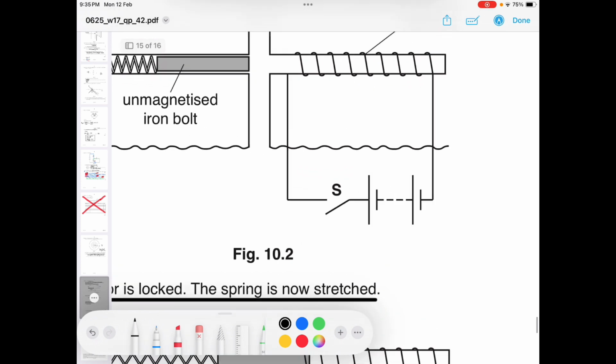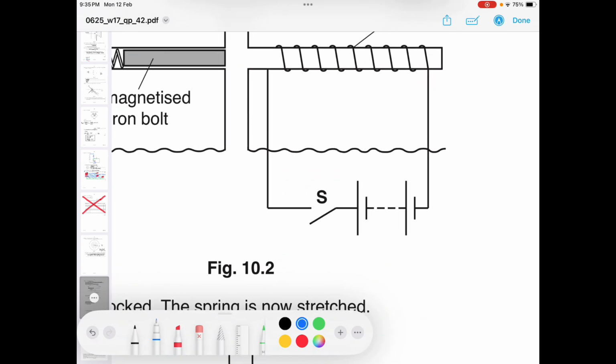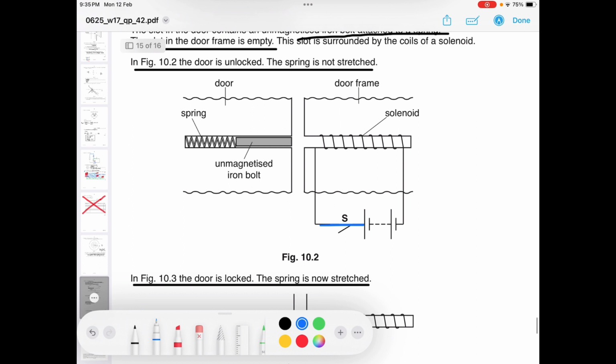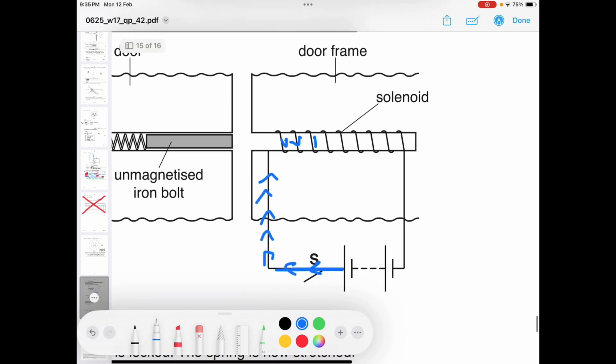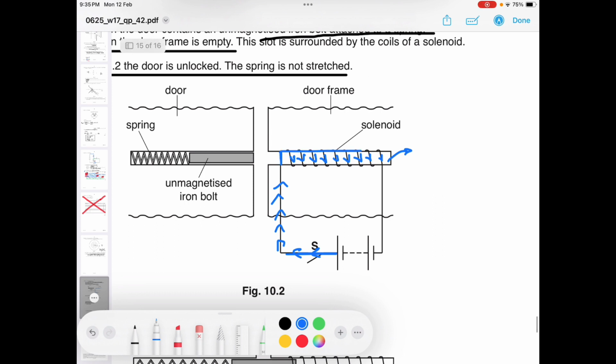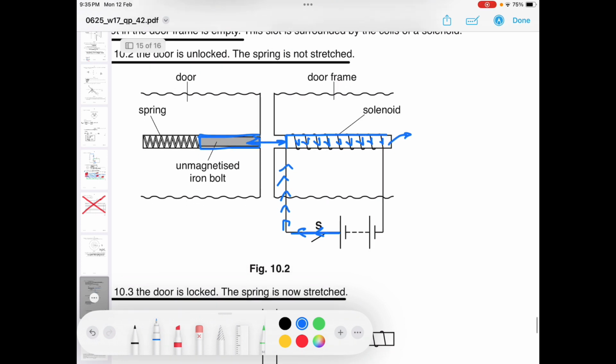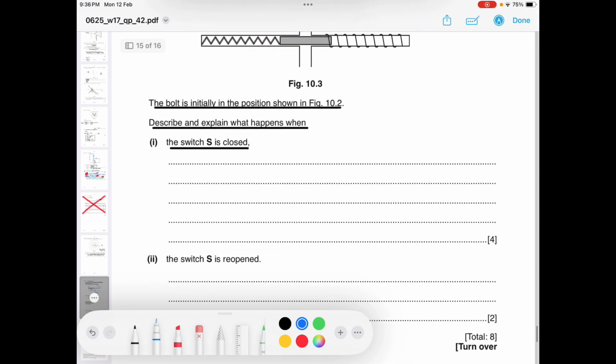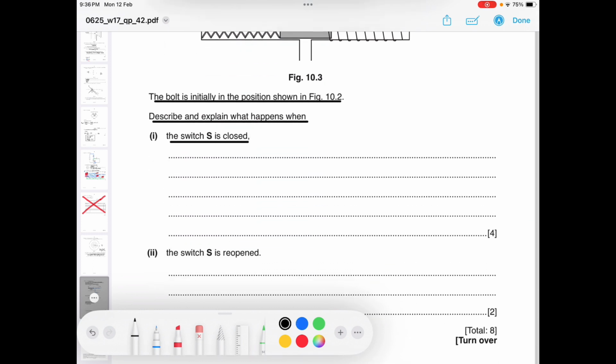Okay, now I'm getting through the stuff. So if you close this, the current will flow, and it will flow through the solenoid. And because the current is flowing here, it will magnetize this bar. When this bar is magnetized, it will magnetize this bar. And when both are magnetized, they attract each other. Okay, this is basically what we're going to say.